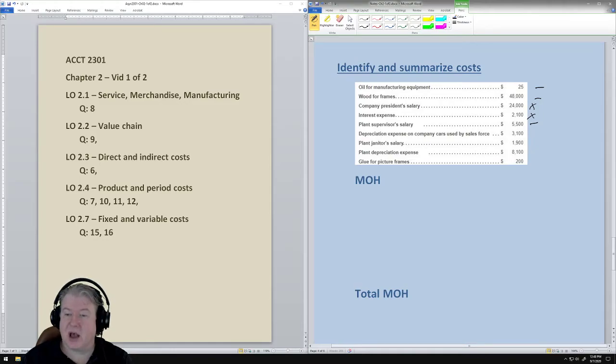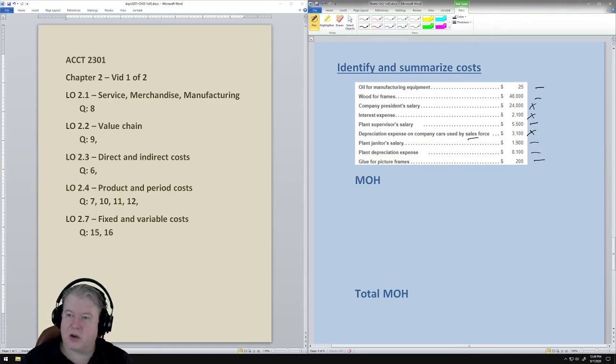Depreciation expense on company cars used by the sales force. Well, here, you can see the word sales, right? So we're going to say no. Plant janitor salary. So once again, this is plant, so it has something to do with the factory. Plant depreciation expense. Yes. Glue for picture frames. Yes. Now we have an idea of which ones are period costs versus which ones are product costs.